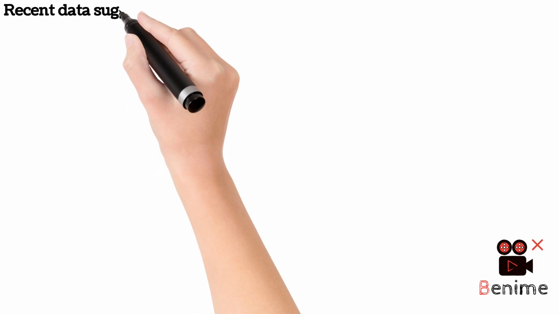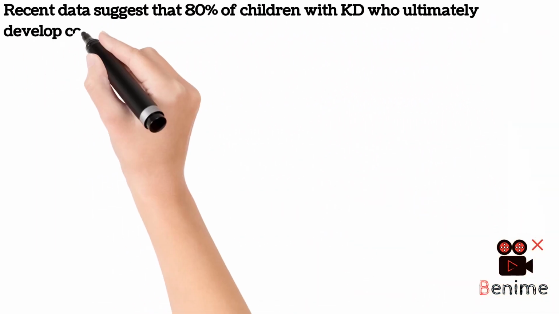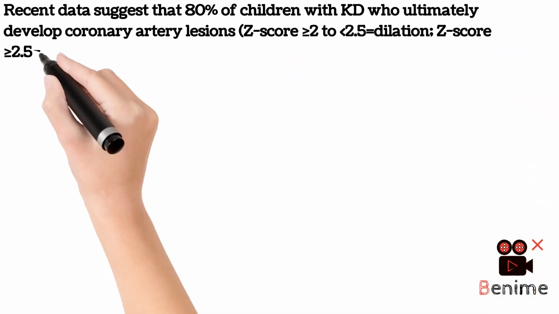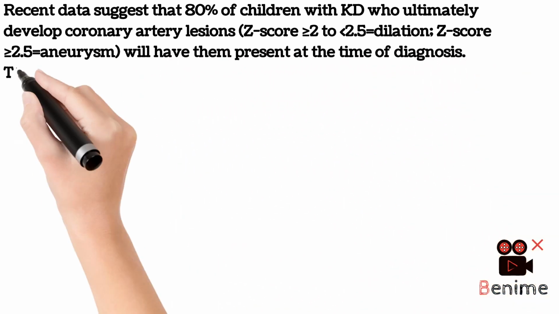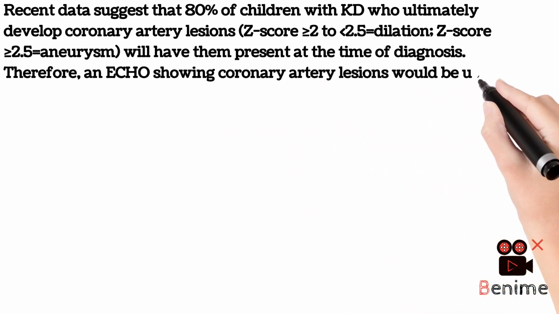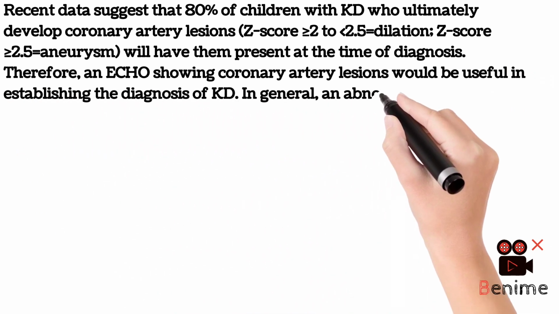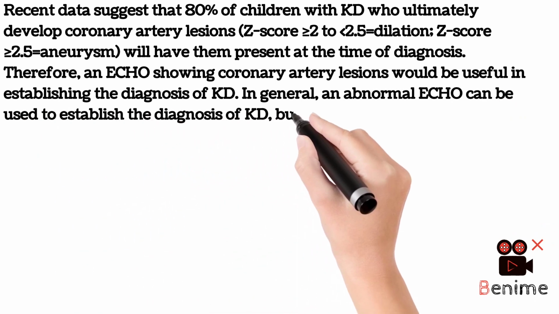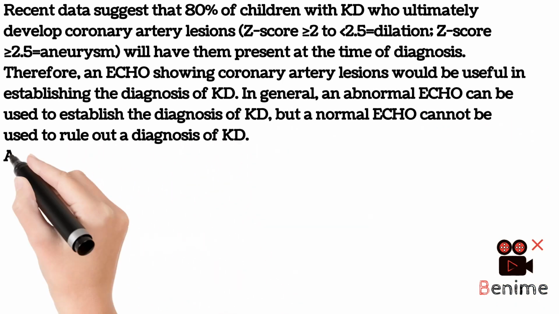Recent data suggest that 80% of children with KD who ultimately develop coronary artery lesions will have them present at the time of diagnosis. A Z-score greater than or equal to 2 to less than 2.5 equals dilation. A Z-score greater than or equal to 2.5 equals aneurysm. Therefore, an echo showing coronary artery lesions would be useful in establishing the diagnosis of KD. In general, an abnormal echo can be used to establish the diagnosis of KD, but a normal echo cannot be used to rule out a diagnosis of KD.